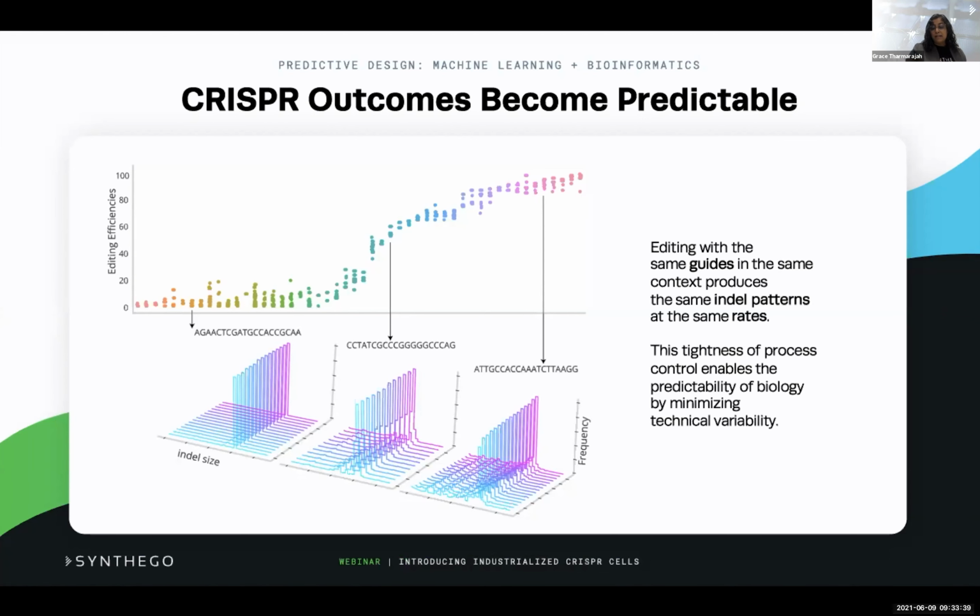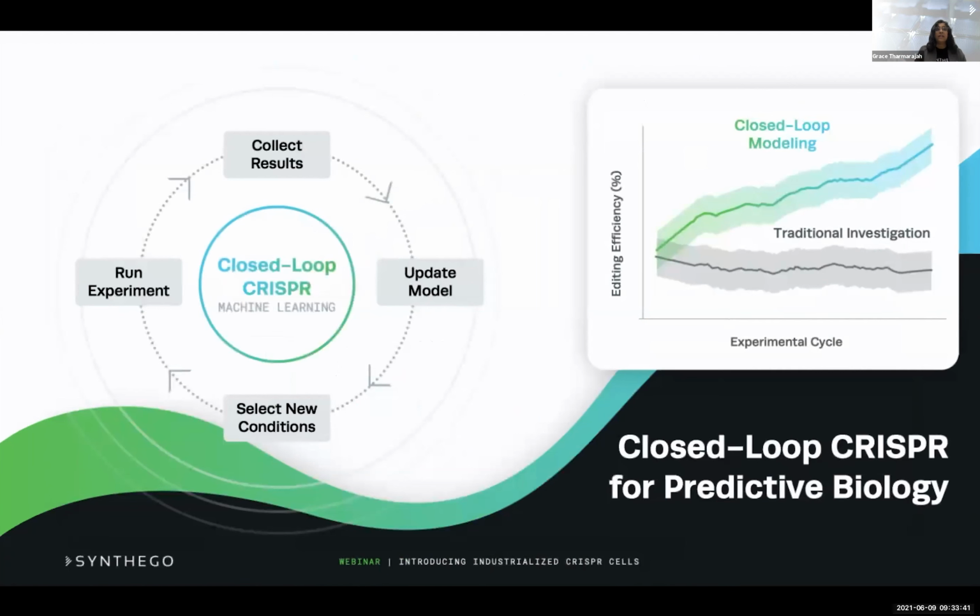So what does that mean? This predictability comes from the closed loop learning that's specific to our modular workflow. This is another slide that Jason highlighted earlier. So this means that by integrating our predictive model into our platform, we have built a system that learns about the biology and the technical factors that matter to editing using our workflow. In this way, we can get better over time. And Jason alluded to that as well, right?